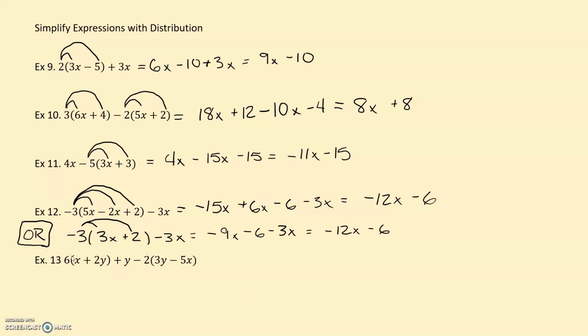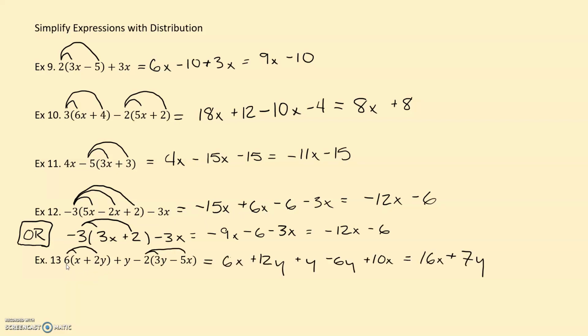You also may have solved it this way, where you took this 5x minus 2x and simplified that first to just be 3x, and then distribute it to get negative 9x minus 6 minus 3x. And then once you combine like terms, you would get the same thing, negative 12x minus 6. So make sure you try both of these. I think the second one might be a little simpler. So you might want to consider simplifying things inside the parentheses first if you can. You don't necessarily have to, because we did it the first way without doing that, but it's something to consider.